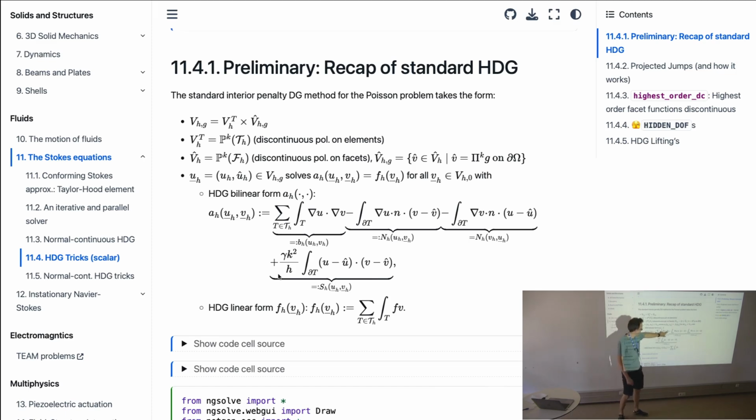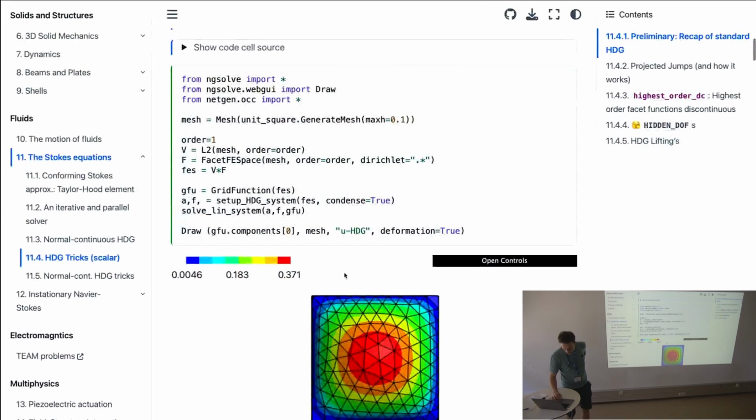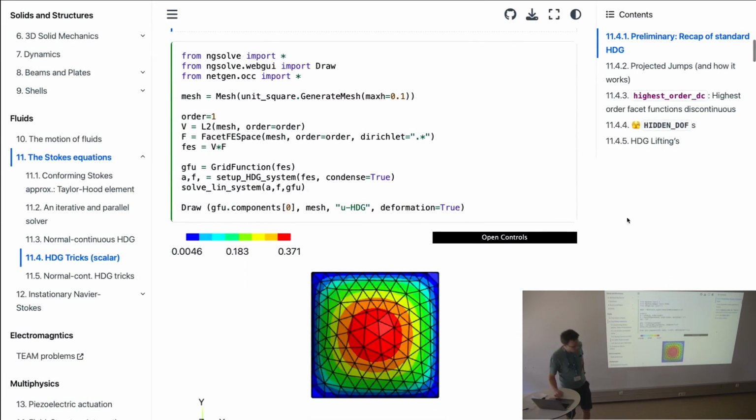So you have the standard volume part, and then you have the gradient on the boundary, times the jump between element unknown and facet unknown, and then the corresponding penalty to make things coercive. And that you can solve for. Scalar problem, everything looks nice, nothing super complicated. So L2 on the facet space. The remainder is pretty simple.